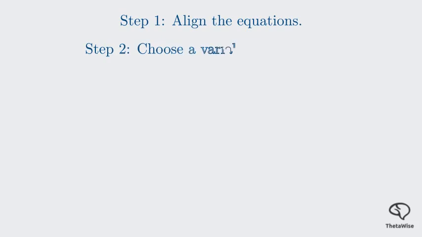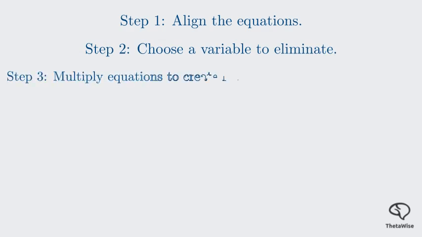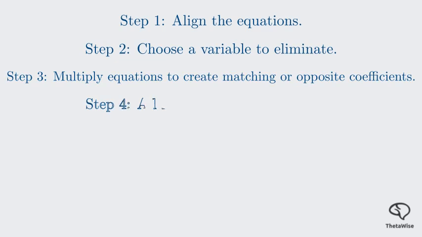First, align the equations so that the x terms, y terms, and constants are in columns. Second, decide which variable you want to eliminate. Look for coefficients that are already the same or opposites, or that have a small least common multiple. Third, multiply one or both equations by a number to create coefficients that are either the same or opposites for your chosen variable. Fourth, add the equations if the coefficients are opposites, or subtract them if the coefficients are the same. This will eliminate one variable.